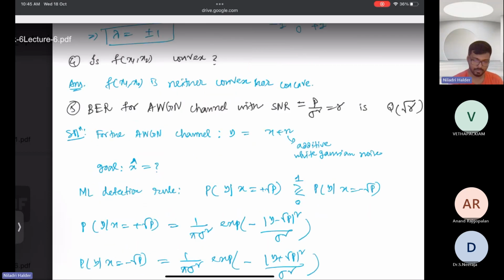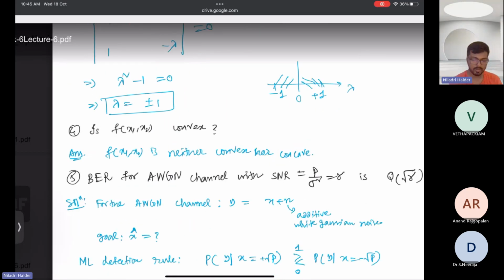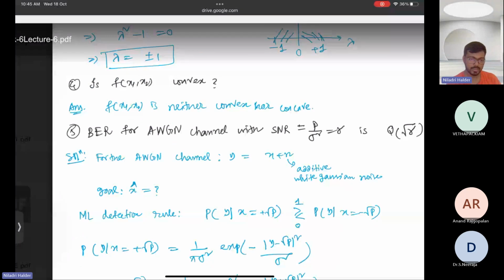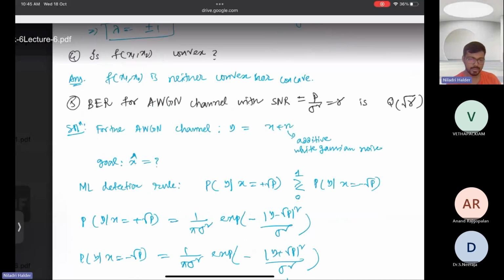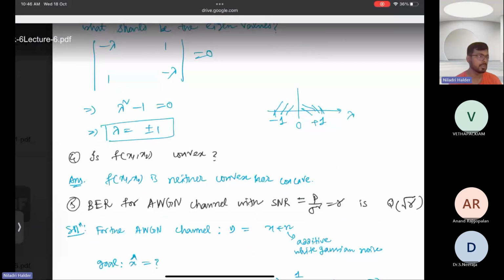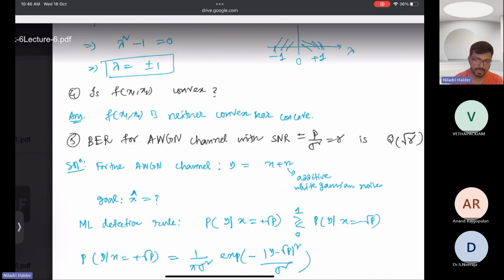So f of x1, x2 is not a convex function, not convex, not concave, nothing, because its eigenvalues are plus 1 and also minus 1. If those are non-negative, then we can say that it is a convex function. If those are non-positive, then we can say that the function is a concave function. But here both positive and negative are coming.